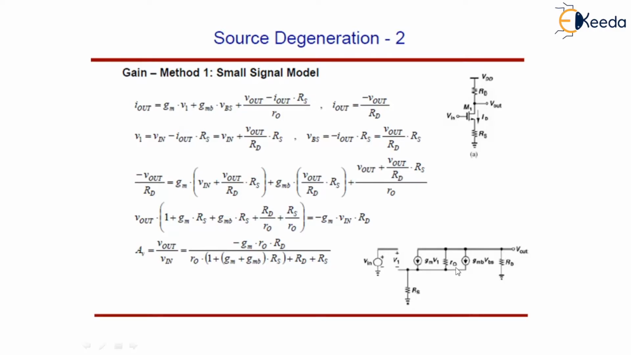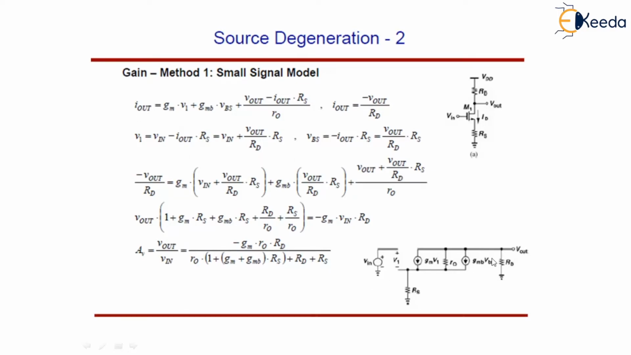This is the resistance R0, as we are considering the body effect as well as channel length modulation. This is gmb VBS, the body effect current source, and this is the degeneration resistance R. And here is V1. Let us first calculate I_out.